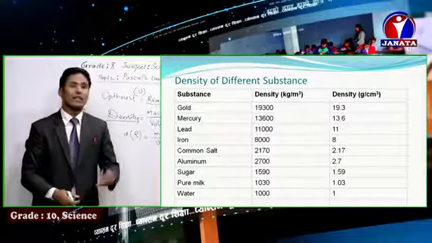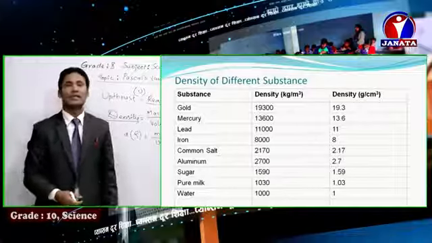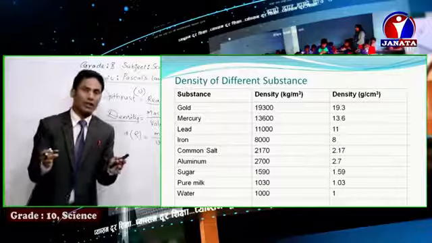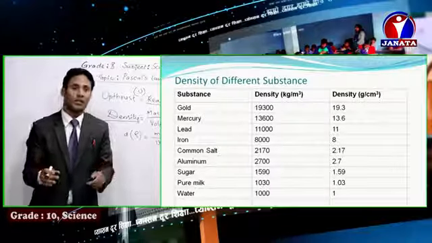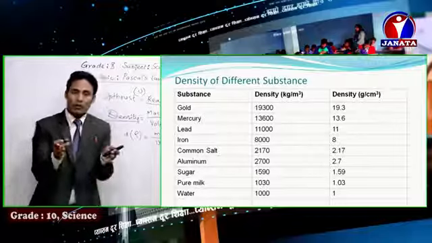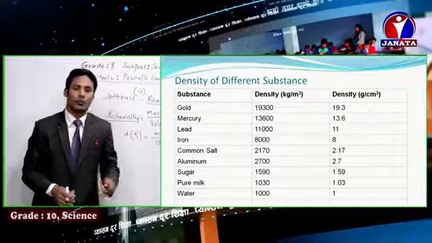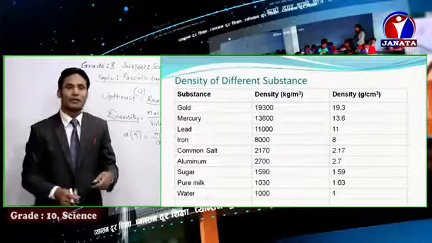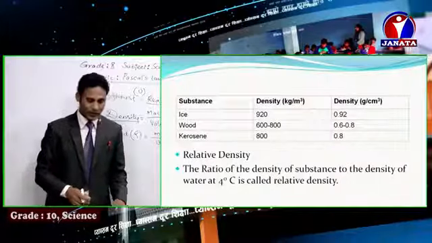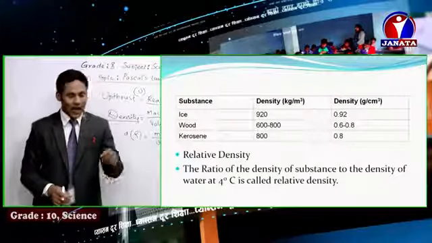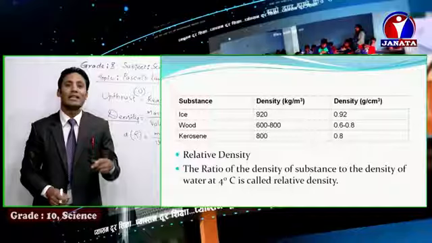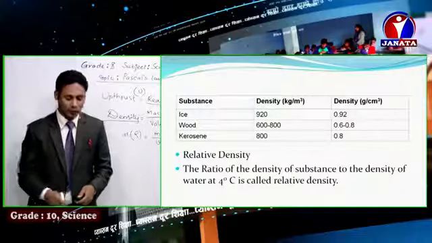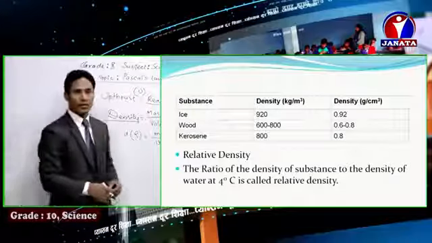And remember that different substances have different densities. That's why if you take an equal volume of different objects, then the mass will be different. If you take the same amount of mass of different objects, then the volume will vary. That is due to their different densities. Similarly, ice 920. So ice, wood and kerosene have less density than water. That's why whenever we put ice in water, it will float. That is about the density.